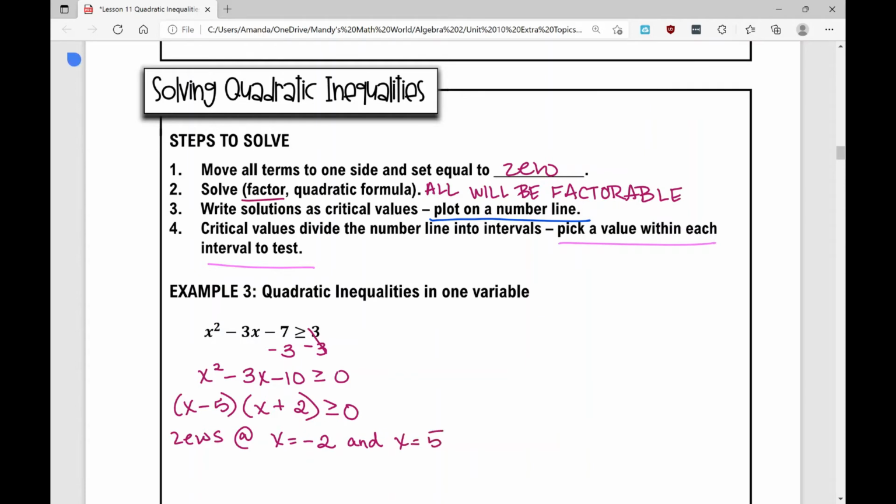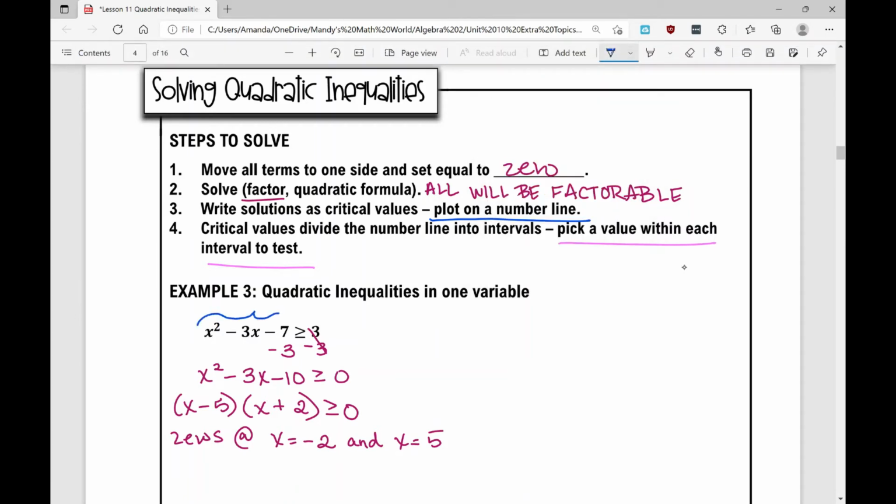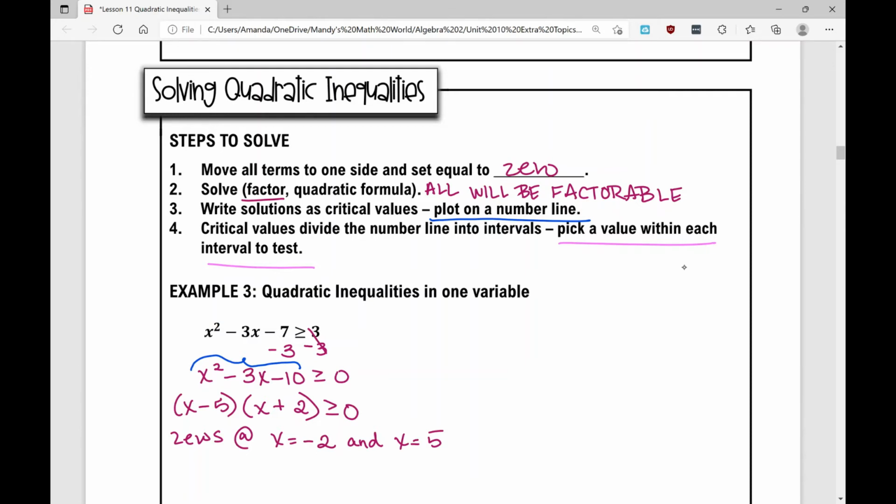So what I am finding is where this quadratic right here, where is this quadratic greater than or equal to 0? Where are my y values greater than or equal to 0? Well, if you think about it, it crosses the x-axis at -2 and 5. In these intervals, where are my y values greater than or equal to 0? Where is that parabola above the x-axis?